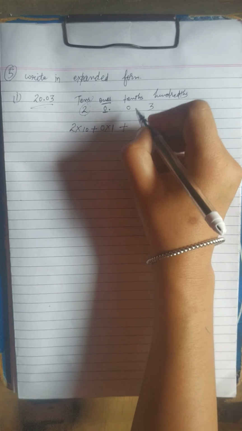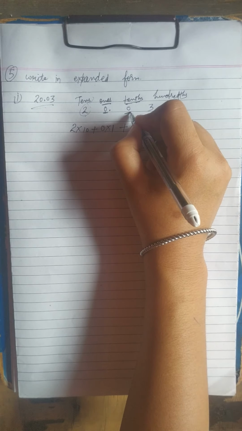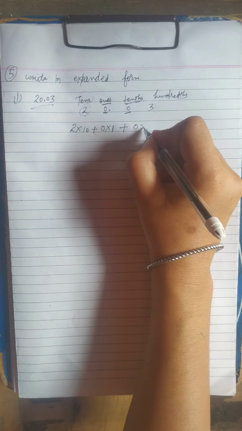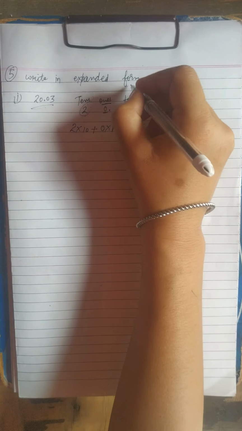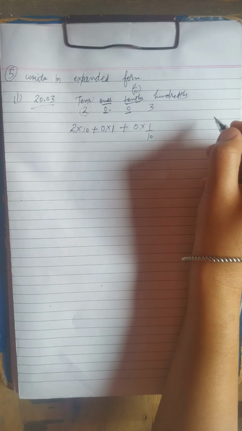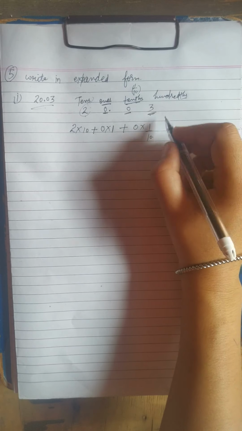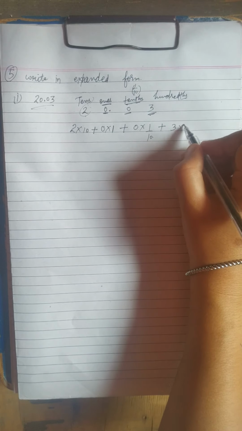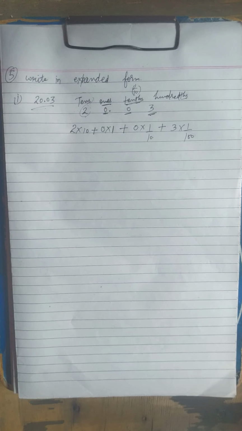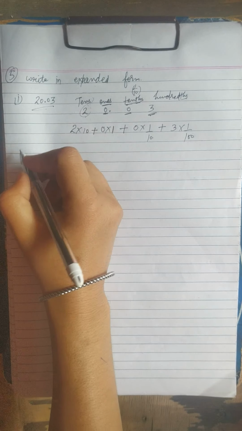Okay, plus this is on the place tenths. Okay, so that means we will write here 0 multiply 1 by 10, because for tenths what we are using is 1 by 10. Okay, so this is on the 100th place, so we will write here 3 multiply 1 by 100. Fine.